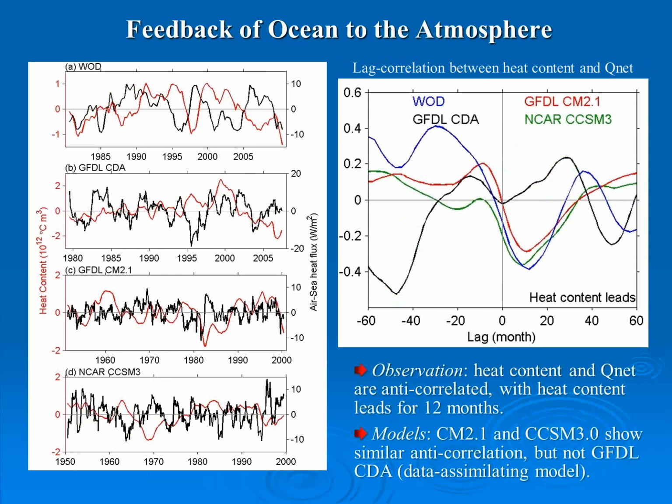So here we look at the feedback from the ocean to the atmosphere, the heat content and air-sea feedback. We found before that ocean heat content forces air-sea feedback. In the middle of the region, if you have more heat in the ocean, you can have a larger heat release to the atmosphere. On the top left is a time series of ocean heat content, the red curve, and the black curve is air-sea heat flux. So you see this anti-correlation.